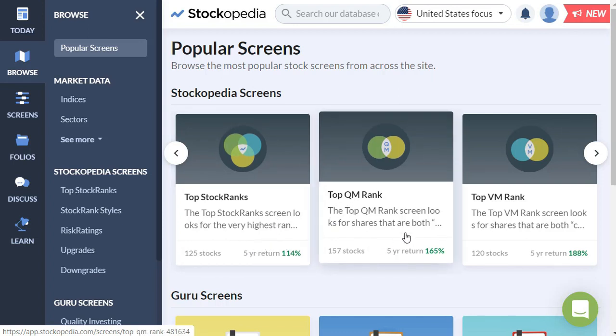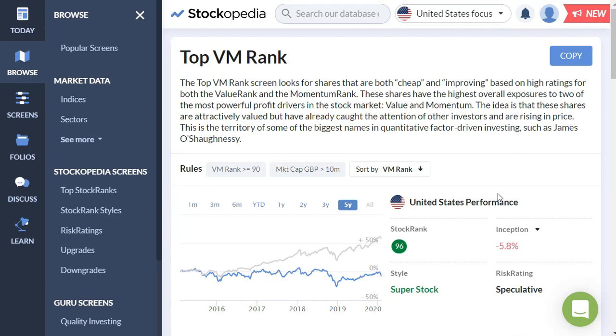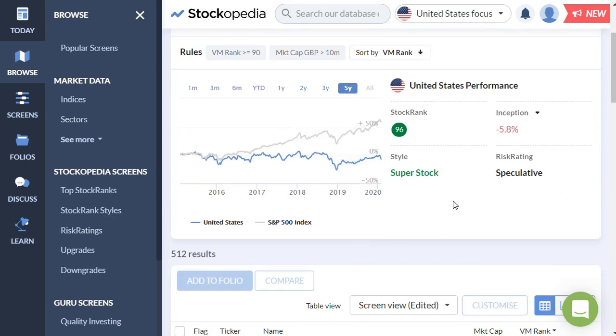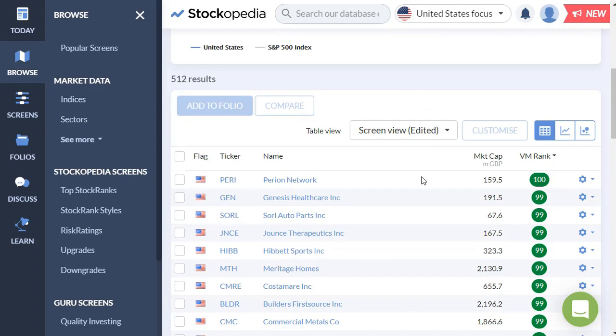You might be saying, I want value and momentum. So you both want cheap stocks, but you also want the stocks that are moving in both price and earnings. And if you take a look at this, you can see that we have again VM, value and momentum rank above 90, market cap above 10 million, and then sorting. Oh, Perion, of course, turns up here again.